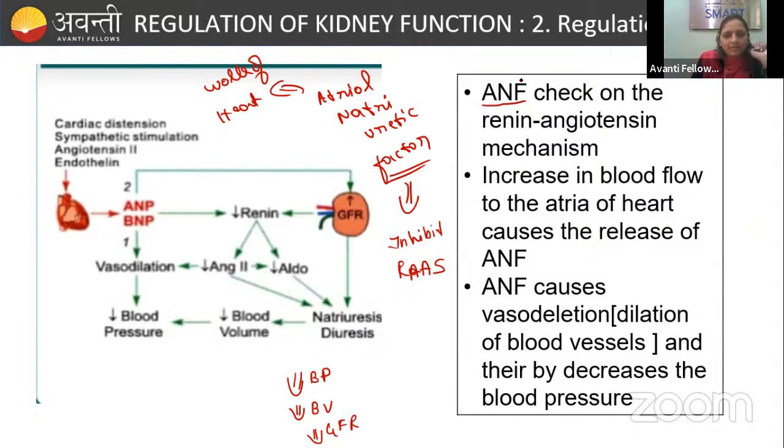But remember, guys, the ANF is a vasodilator. It is dilating the blood vessels. Coming to the RAS mechanism, aldosterone and ADH, these three are vasoconstrictors. Only one is a vasodilator here, that is the ANF. Okay, remember this.